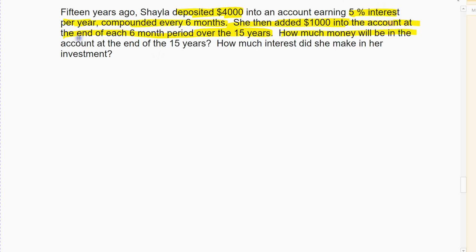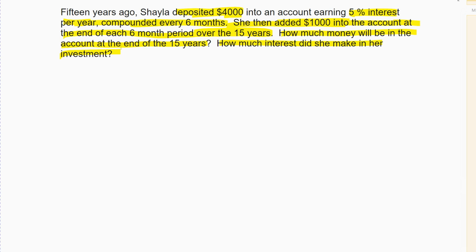How much money will be in the account at the end of 15 years? How much interest did she make on her investment? We actually did one very similar to this, which I forgot time on, which I probably wanted to take that problem out, but I'm going to leave it. We'll solve this one. All right, so this is one where there's two parts to it.